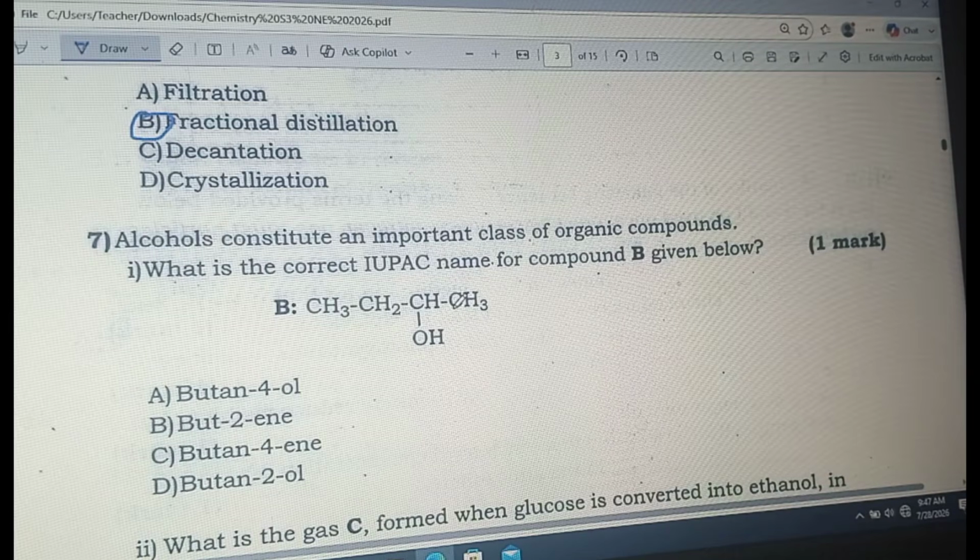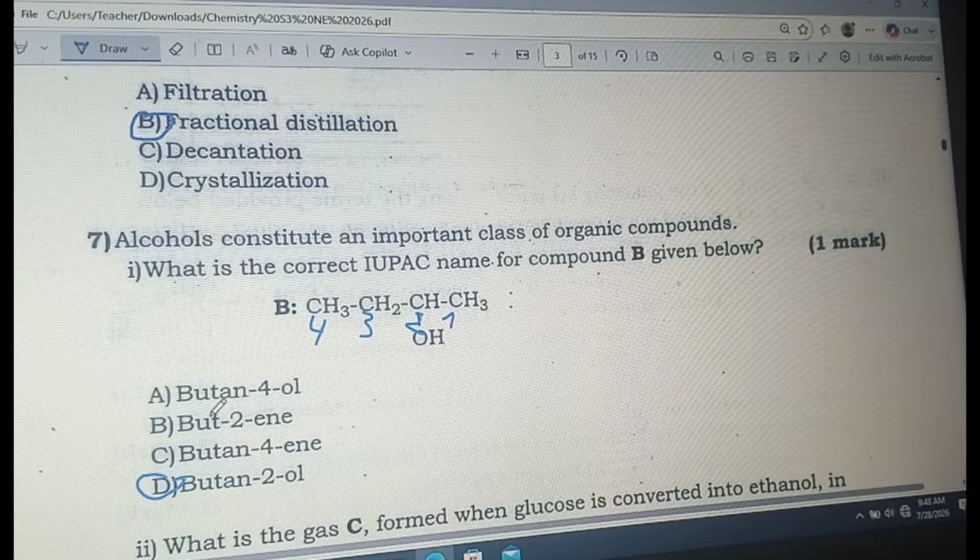We are going to start here. 1, 2, 1, 2, 3, 4. You see? It means that the functional group of alcohol is on position 2. So we name this compound butan-2-ol, because the -ol is on carbon 2. The best option is this one, butan-2-ol.